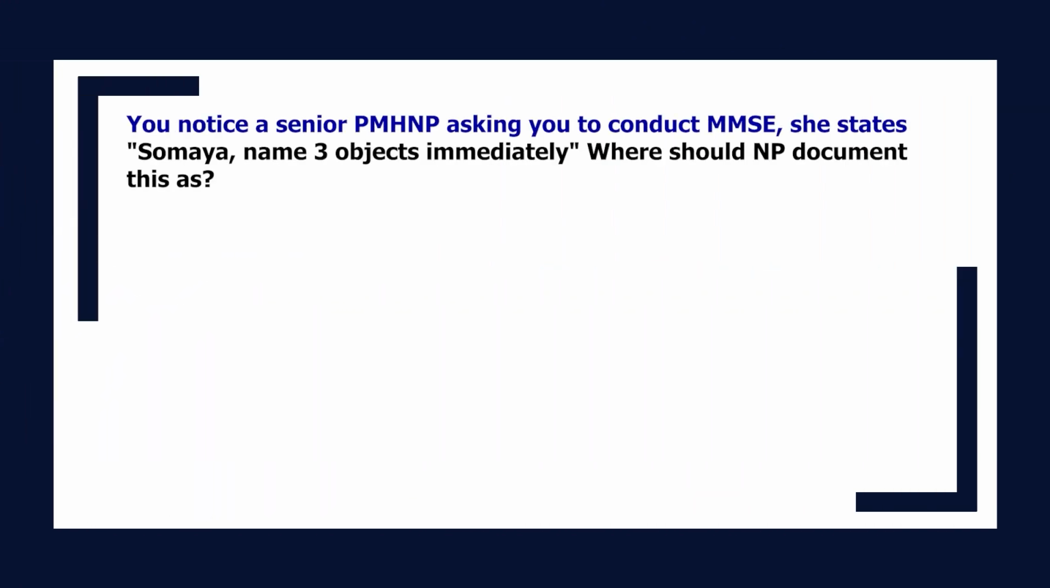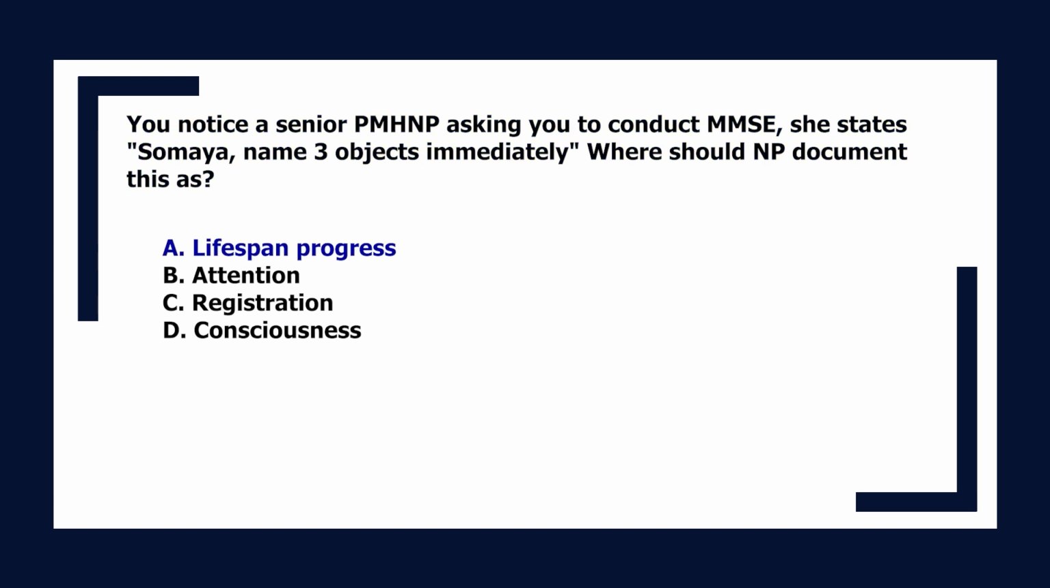You notice a senior PMHNP asking you to conduct MMSE. She states, "So Maya, name 3 objects immediately." Where should NP document this as? A. Lifespan progress. B. Attention. C. Registration. D. Consciousness. The answer is C. Registration.